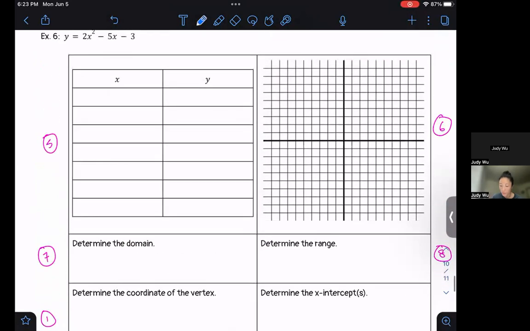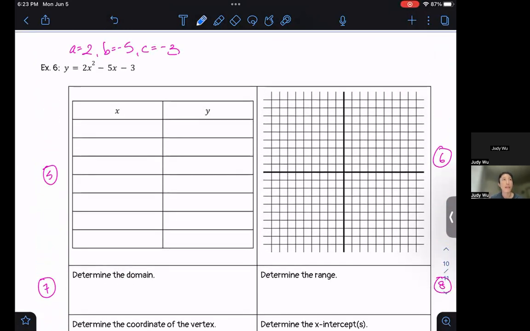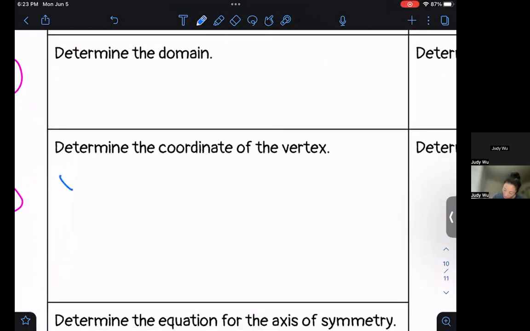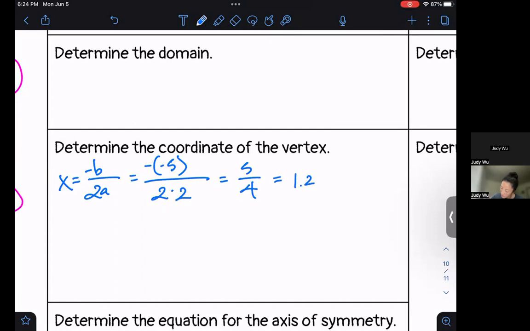All right, let's start with the coordinate of the vertex. My B is -5, my A is 2. So x equals negative B over 2A, which is -5 over 2 times 2, which gives me 5/4 or 1.25, okay? So I have a decimal here, and that's okay. All right, this one's a little bit nicer than the previous one. But to find the y value, I go ahead and I plug it into the equation.